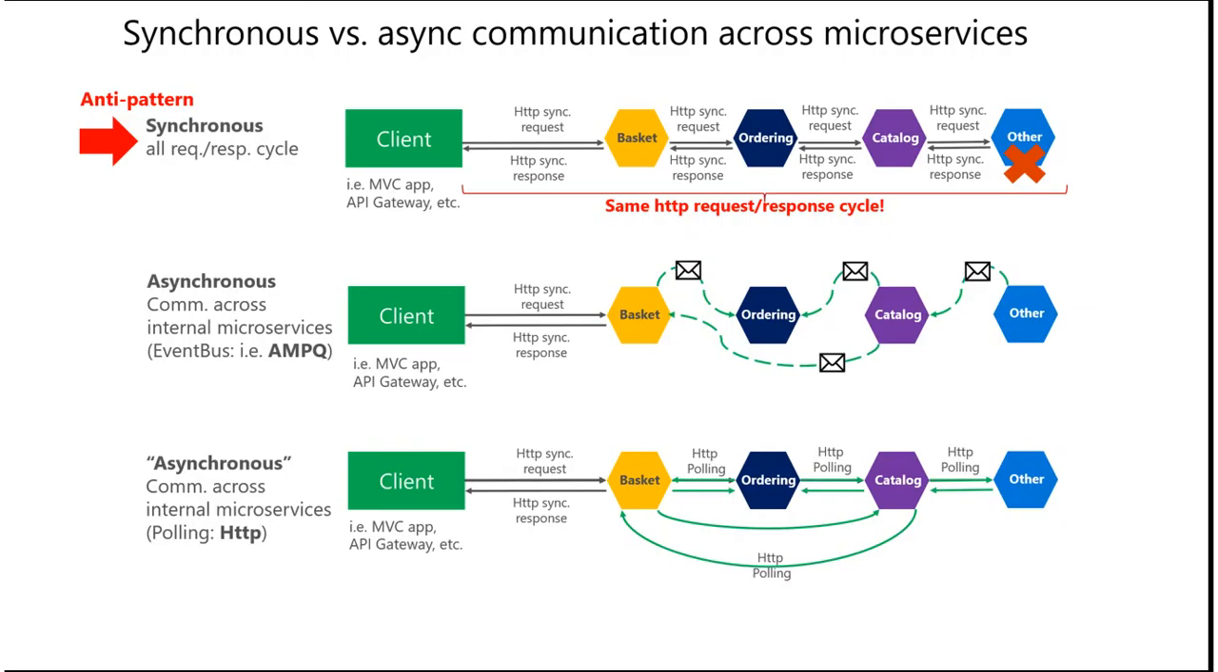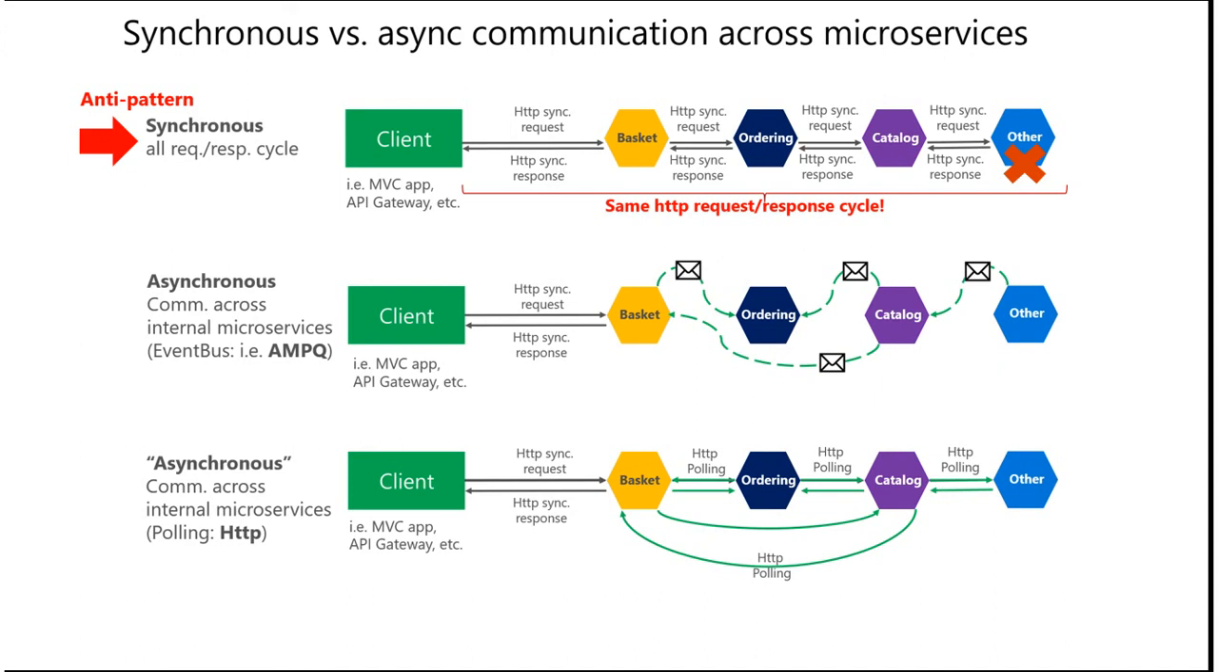Right. So for the communication channel, this is an anti-pattern. What's an anti-pattern? It's something that you should avoid. Let's say you have a client and you make a call to the basket service, and the basket service needs to make a call to the ordering service, and so on. It's more like a chain. You should not be happy with that; you have to avoid that.